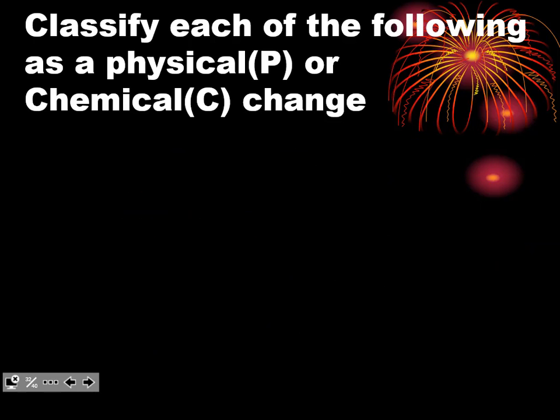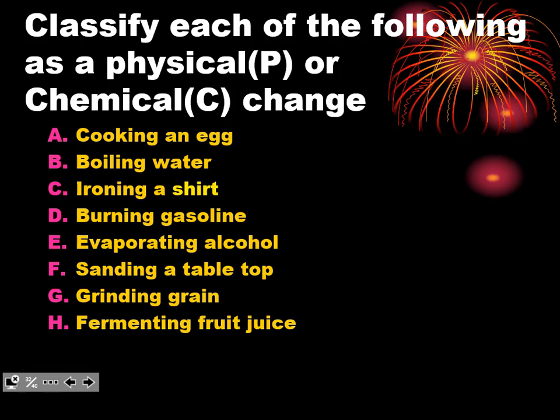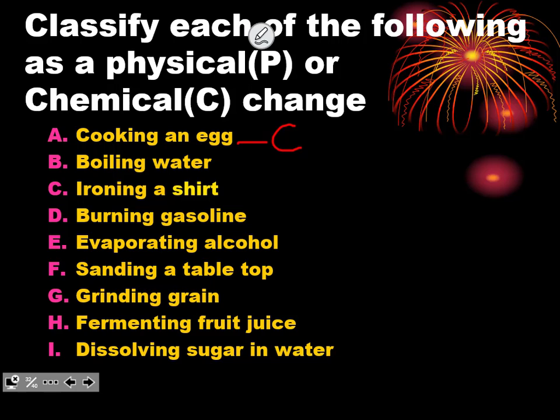All right, so let's look at some examples, and we will do a plethora of these in class. All right, so cooking an egg. Well, I like to think about some of these, especially with the things like this. Can we uncook an egg? Can you undo what you did? The answer to that is no. So this would be a chemical change. Okay? Boiling water. You're like, we can't unboil water. But you can collect that water back and condense it back into liquid water. So that is just a physical change.